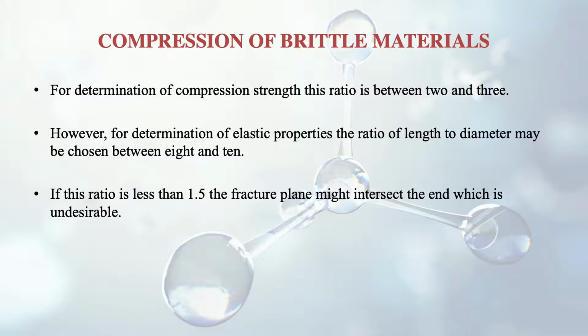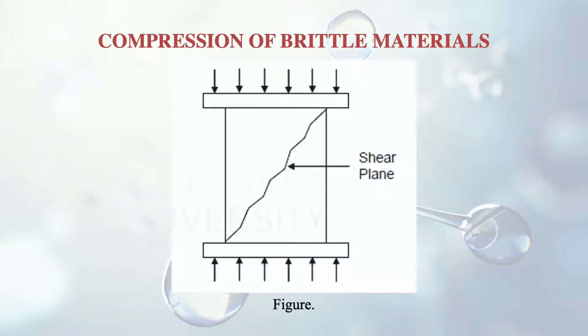The fracture plane is generally about 45 degrees to the axis, so it may intersect the end, which is undesirable. Like in the figure, you can see this particular curve is going, and it may intersect your ends. So it is not at all desirable.